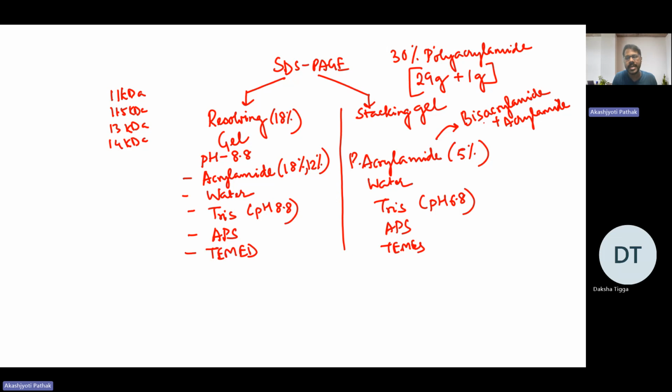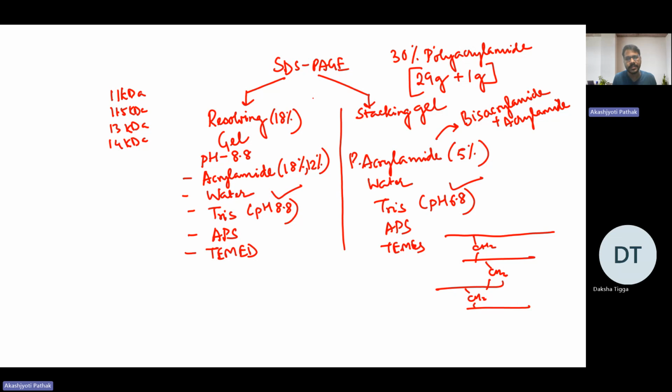The function of bisacrylamide is that it is a cross-linking agent. Your acrylamide monomers will form sheets, and these will be attached by bisacrylamide. There is this CH2 group that will attach these. So remember that bisacrylamide is a cross-linking agent. It will cross-link the polyacrylamide units and form a mesh-like structure. Why pH 8.8 and why pH 6.8, we will understand in the upcoming slide.